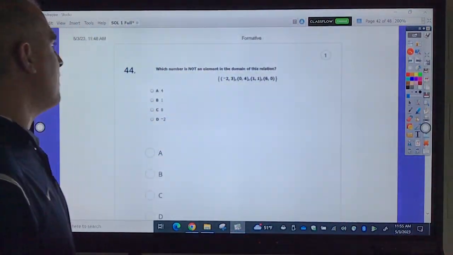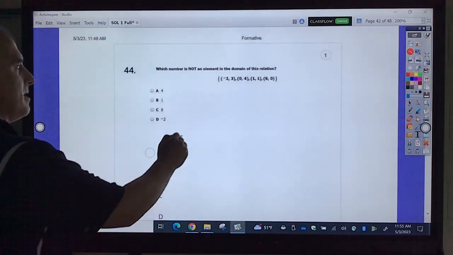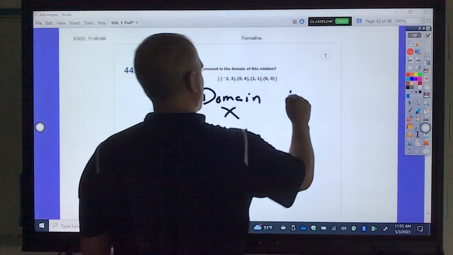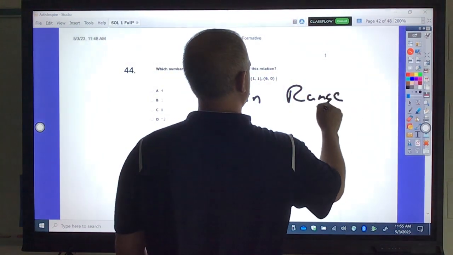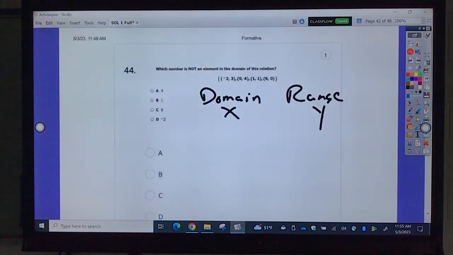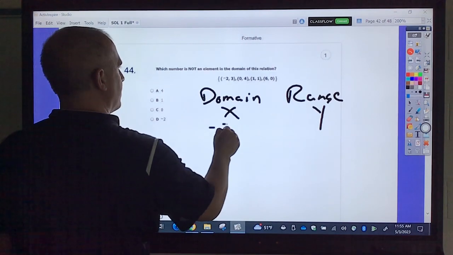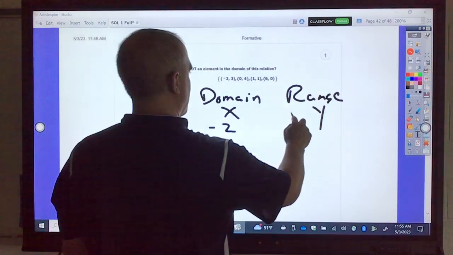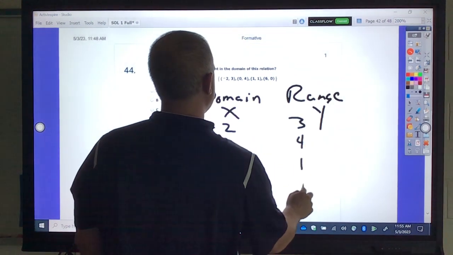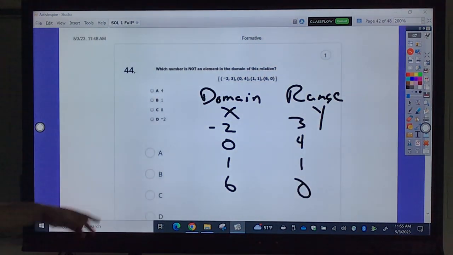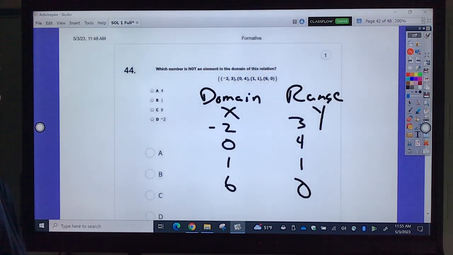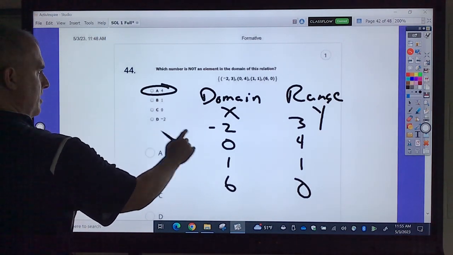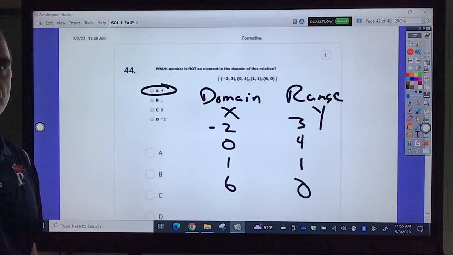All right, number 12, which is not in the domain. So remember, domain is X, range is Y. My domains here are -2, 0, 1, and 6. My ranges here are 3, 4, 1, and 0. So which element is not an element of the domain? That would be 4, because I got 1, I got 0, I got -2.